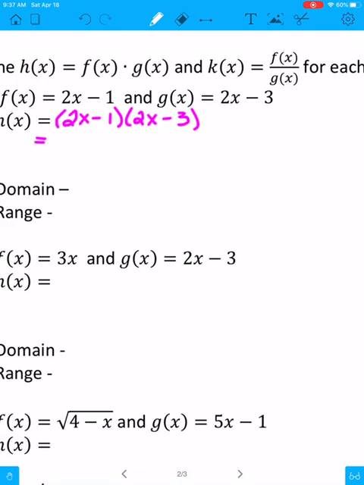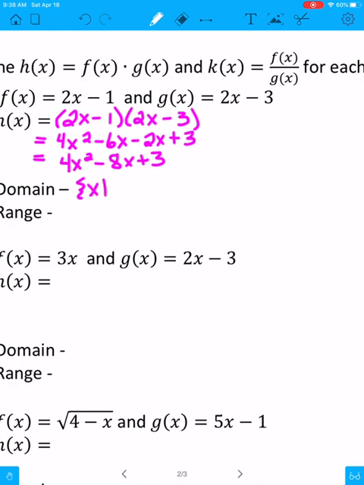So we're going to get 2x times 2x, which is 4x². 2x times negative 3, which is negative 6x. Negative 1 times 2x, which is negative 2x. Negative 1 times negative 3, which is positive 3. And then we combine like terms. So we get 4x² − 8x + 3.